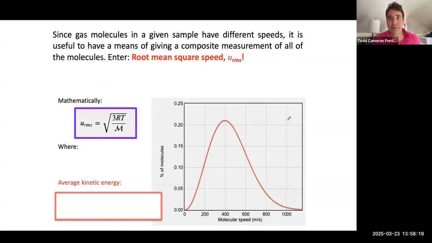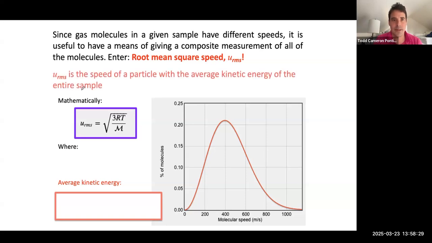Since gases have different speeds, it is useful to have a means of giving them a composite measurement of all of them. Enter root mean square speed, or URMS. Root mean square speed is the speed of a particle with the average kinetic energy of the entire sample. Mathematically, it's defined as the square root of 3RT divided by m, where R is the gas constant, 8.314 joules per mole second.